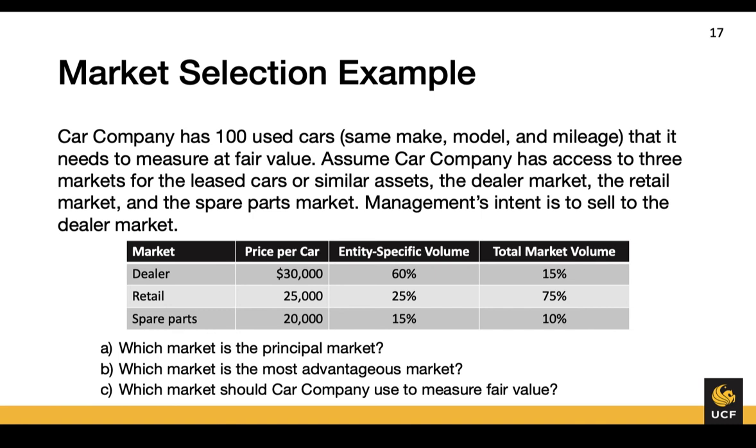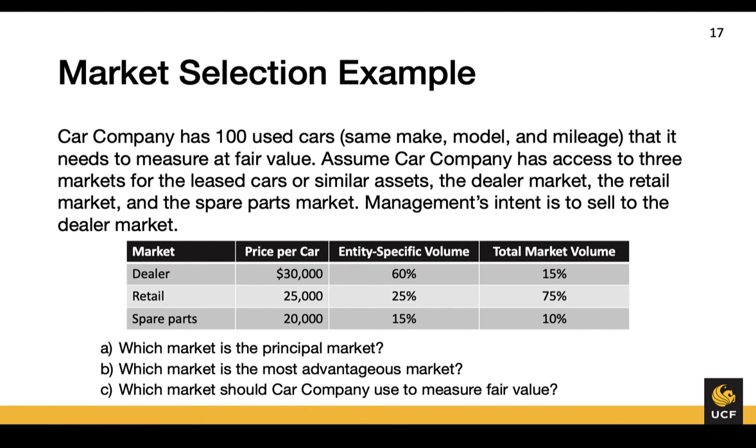So our first question here is, which market is the principal market? So our steps here to figure out the principal market is we first have to identify all of the markets which our company has access to. And we've done that in this table. So dealer, retail, spare parts. Then once we have those, we need to find the one with the highest volume of transactions.